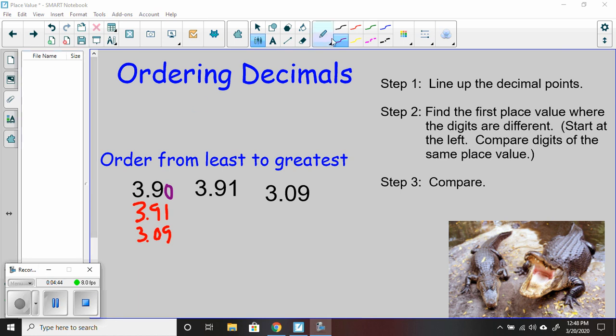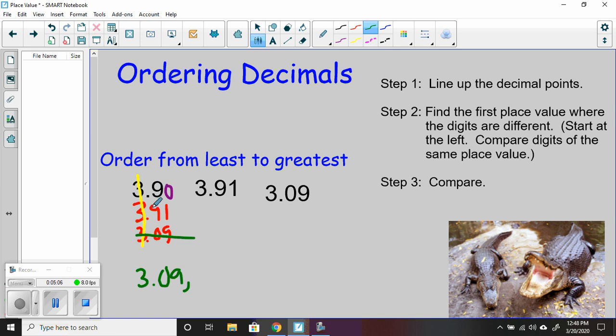So now I'm going to compare place by place, and I see they all have 3s in the ones place, so that doesn't help. And then in the tens place, I see a 9, a 9, and a 0. Which one's smallest? Because we're going least to greatest. This one right here is. So he is the first one I would put in my list. So I'm done with him.